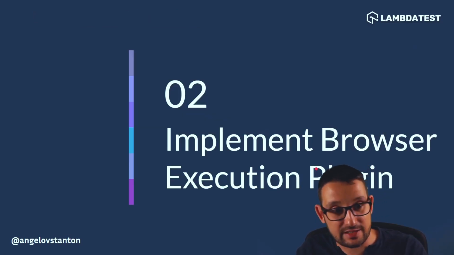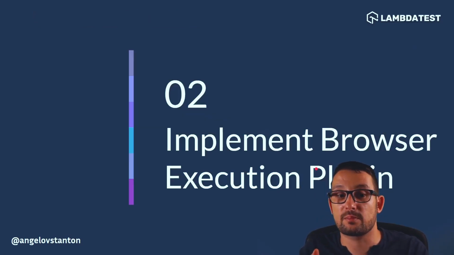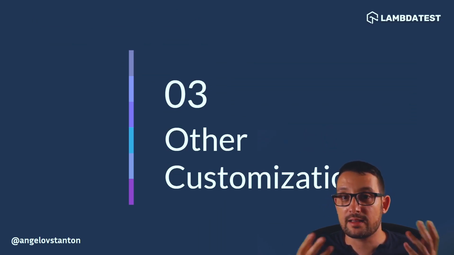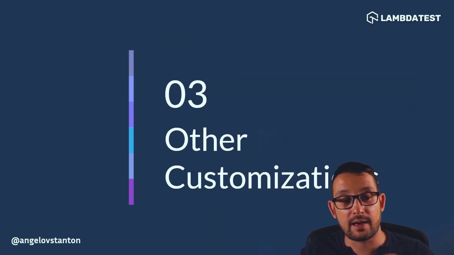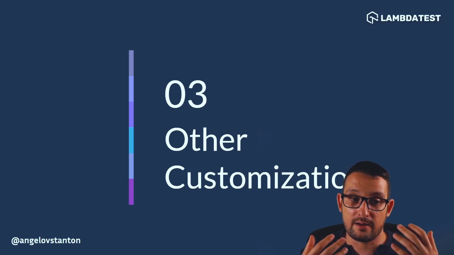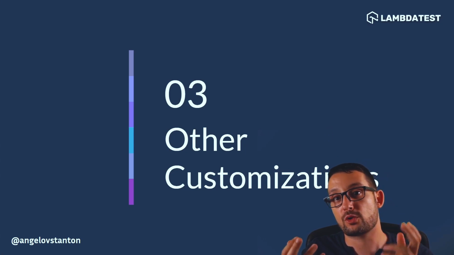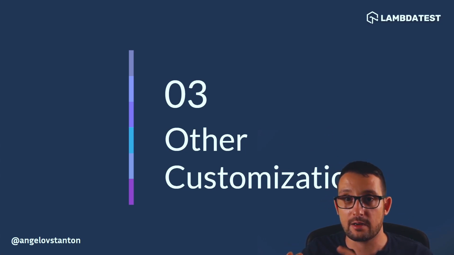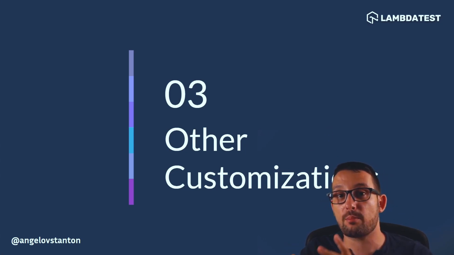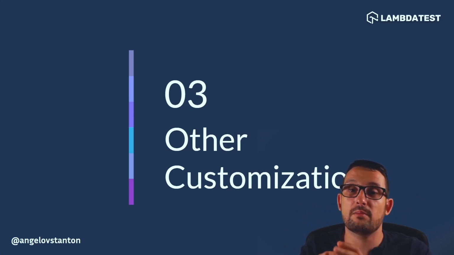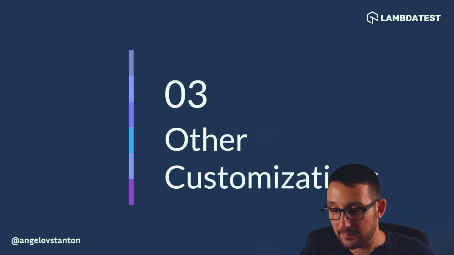So we already checked how the browser execution plugin and the web components work. Now let's finalize our module by discussing some other customizations based on the stuff that we built last time. I'm going to show you how to create a custom locator, a custom wait strategy, and new components. Again, this is the real power of using a framework, not just a simple library.